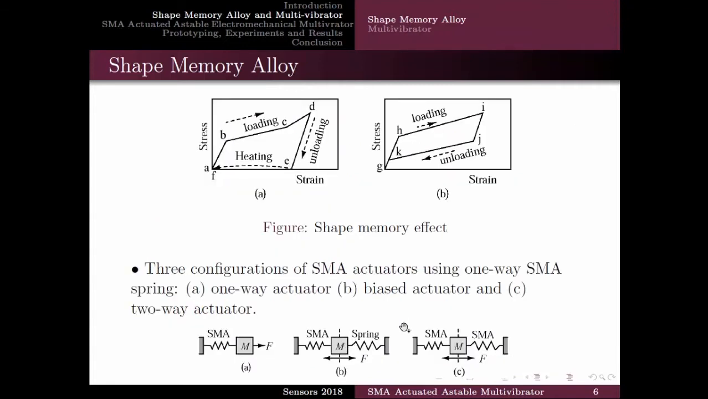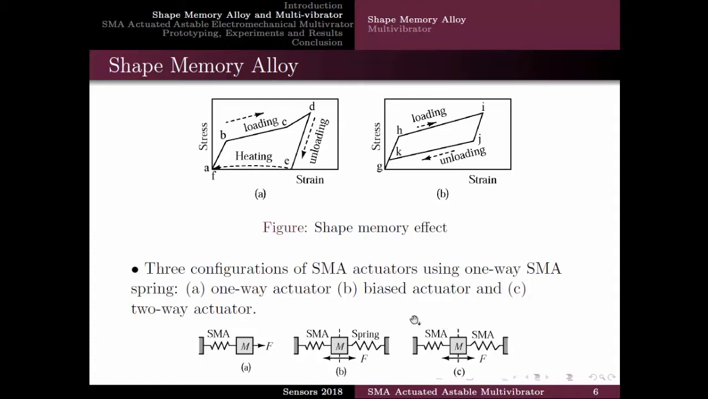In the second figure, you can see the configurations for using the shape memory actuator. The first one is a one-way actuator. Here we have a shape memory spring pulling a mass; if we increase the temperature, it will contract. The second one is known as the biased actuator, where on the left side you have the shape memory and on the right side a normal elastic spring. If you increase the temperature, the deformed shape memory goes back to its original shape, and then the spring will deform. And in the third one, you have shape memory on both sides.